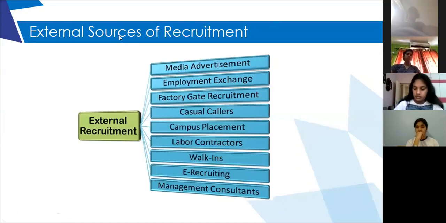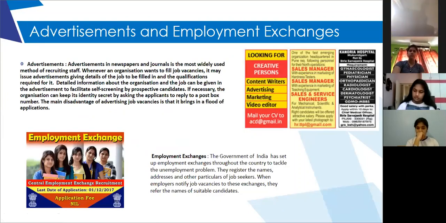Now the external sources of recruitment which we are going to learn. There are many of them: advertisement, employment exchange, factory gate recruitment, casual callers, campus placement, labor contractors, walk-in, management consultants, etc. We are going to do them. Look at the first one on the screen. Advertisement. Very common, something which we look at on a day-to-day basis in the newspaper, don't we? If you are looking for a creative person, a content writer, why do you think these job opportunities keep coming in the advertisement column? Anyone?